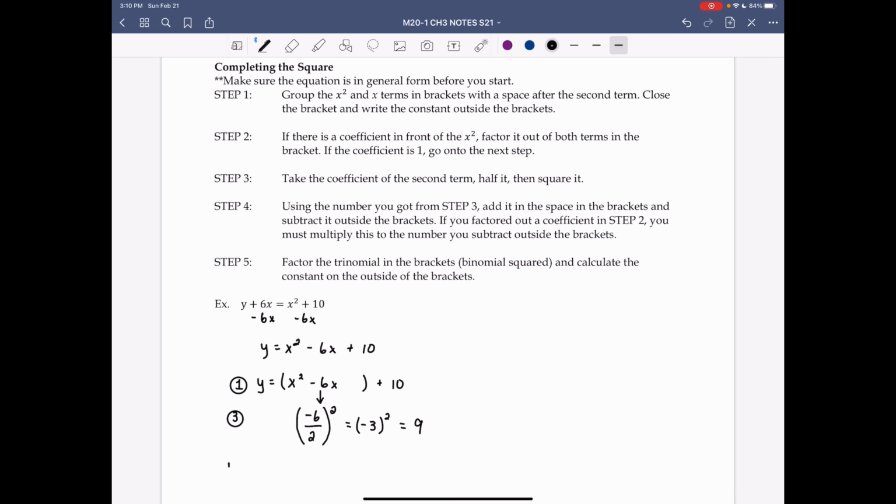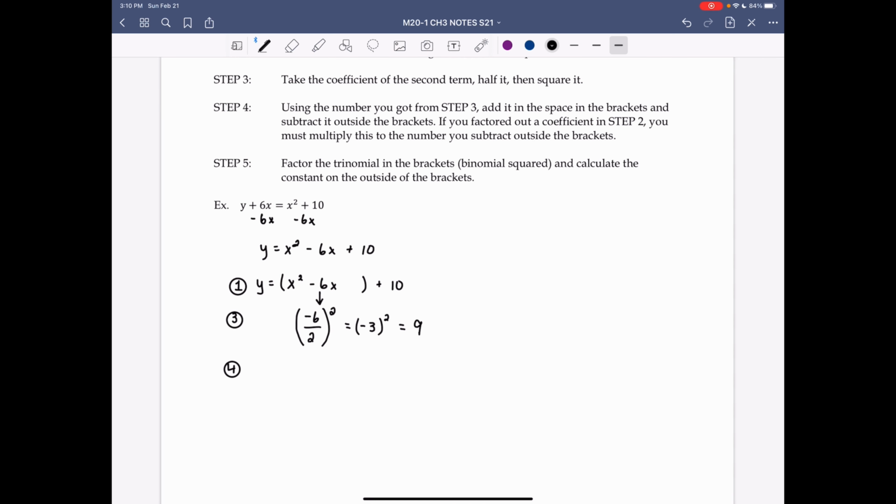Step 4. Using the number you got from step 3, add it into the space in the brackets and subtract it outside the brackets. So we have y = bracket x squared - 6x. Then we're going to add 9 inside the brackets, close the bracket, then we have our plus 10. And then we are subtracting 9 outside the brackets.